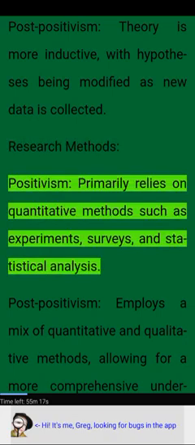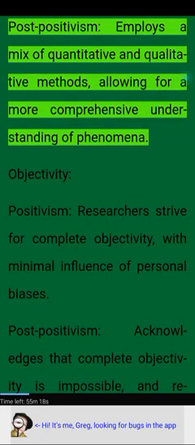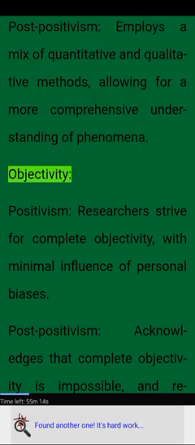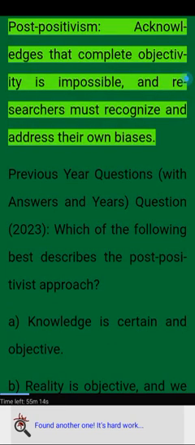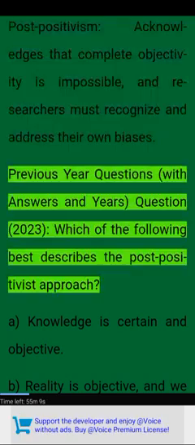Research methods. Positivism primarily relies on quantitative methods such as experiments, surveys, and statistical analysis. Post-positivism employs a mix of quantitative and qualitative methods, allowing for a more comprehensive understanding of phenomena. Objectivity. Positivism: researchers strive for complete objectivity, with minimal influence of personal biases. Post-positivism acknowledges that complete objectivity is impossible, and researchers must recognize and address their own biases.